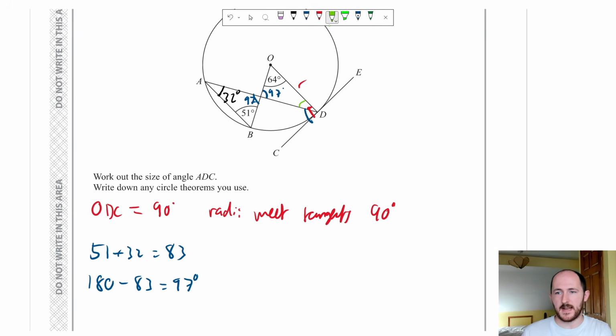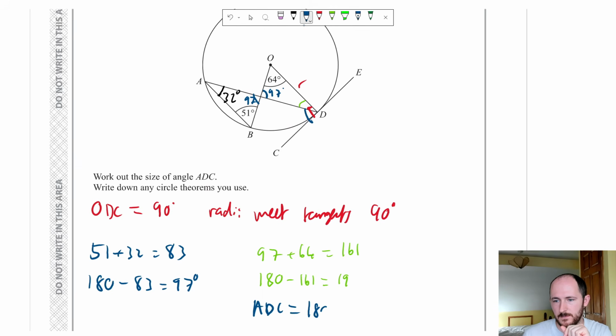Now I can work out the green angle by doing 97 plus 64. So let's do 7 plus 4, so that makes 71. So that'd be 161, which means the green angle is 180 minus 161, which is 19, which means the final angle ADC, which is what they're asking us for, is 90 minus 19, which is 71 degrees.